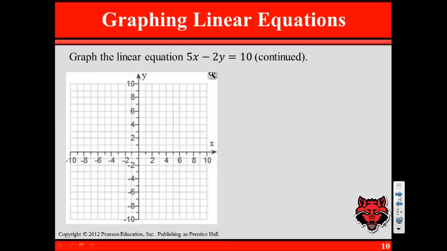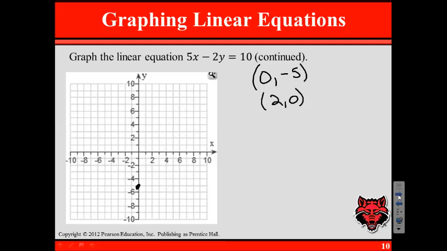Let's write those down. 0, -5, 2, 0. I'm just copying this information from the last slide. Let's plot each of these points, draw a line through them, and that will represent the linear equation. Again, 0, -5, we start at the origin. We don't move any to the left or to the right because the x-coordinate is 0. We then move down 5, and we place our point.